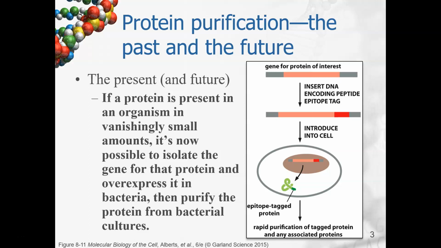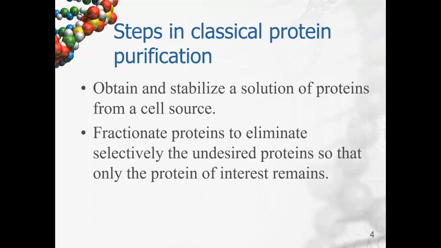But it doesn't really matter if you're using the first example where you're trying to isolate a protein from a cell that actually made it, or from a bacterial cell. You're still in the position of having to isolate a protein that you want from other proteins that you don't want. And how we do that is the subject of this lecture. So what we would do if you would start out with the red blood cells is you would obtain and stabilize a solution of proteins from a cellular source.